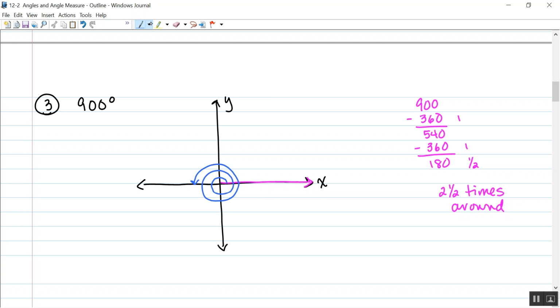That's halfway around. So my angle actually is going to end up being a straight angle and look like that. But that blue spiral there is important to show you that you've gone around once, twice, and then another 180 degrees to make it all the way around for 900 degrees.